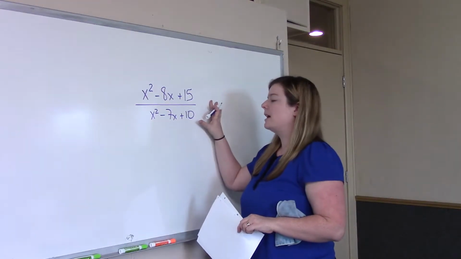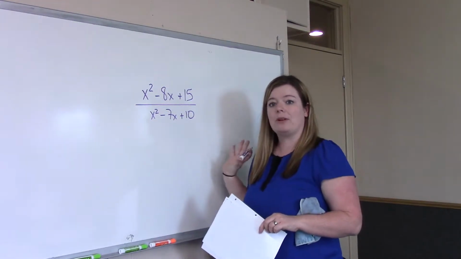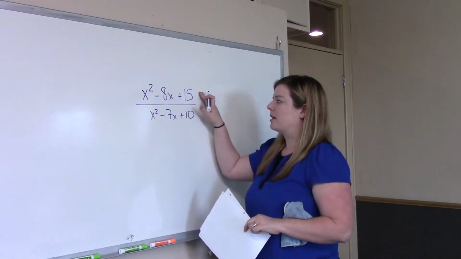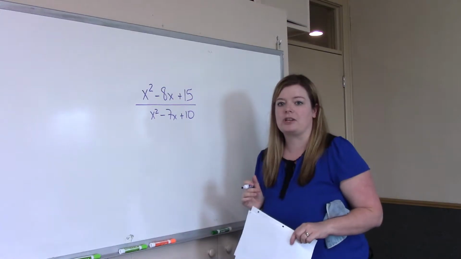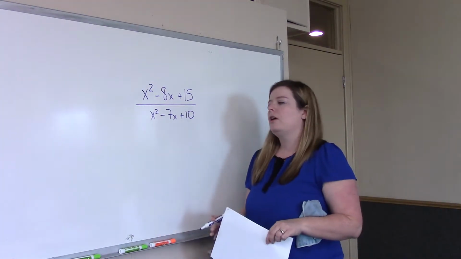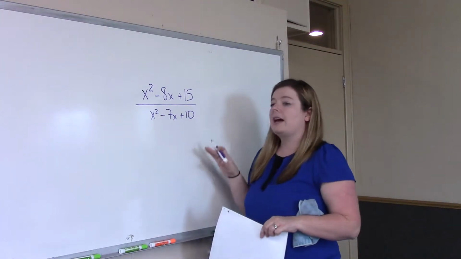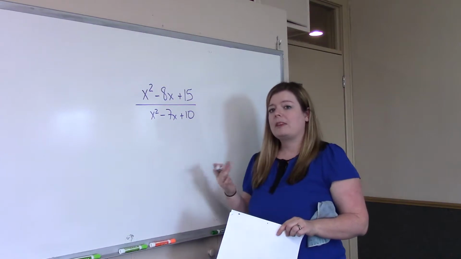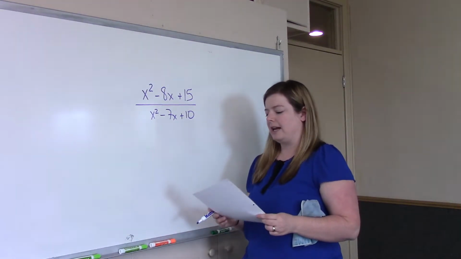It's an expression because there's no equal sign. It doesn't equal anything. And it's rational because it's an expression divided by another expression. So in other words, it's kind of like an expression fraction. Okay? So this is really ugly and big and gross. So we want to be able to simplify it. And that's basically what we're learning how to do today.